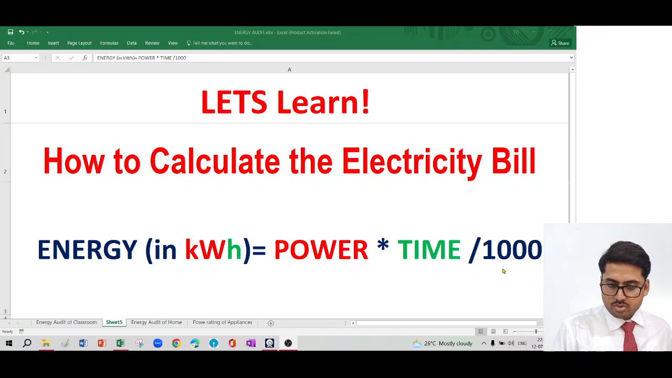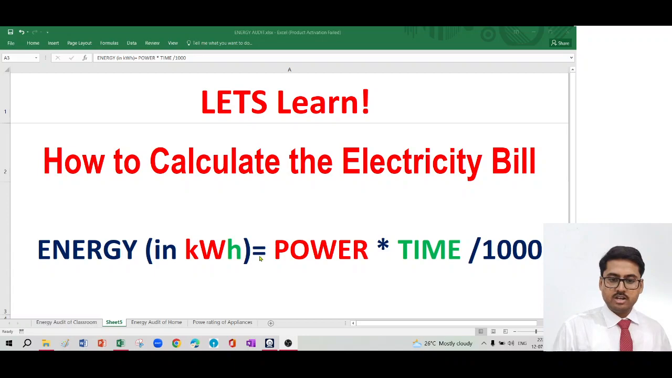So if we know the power of any appliance, how can we get the energy? The formula is on the screen. The formula says energy is equal to power multiplied by time. So we just need to multiply the power, and time here is the number of hours that the device is in use.